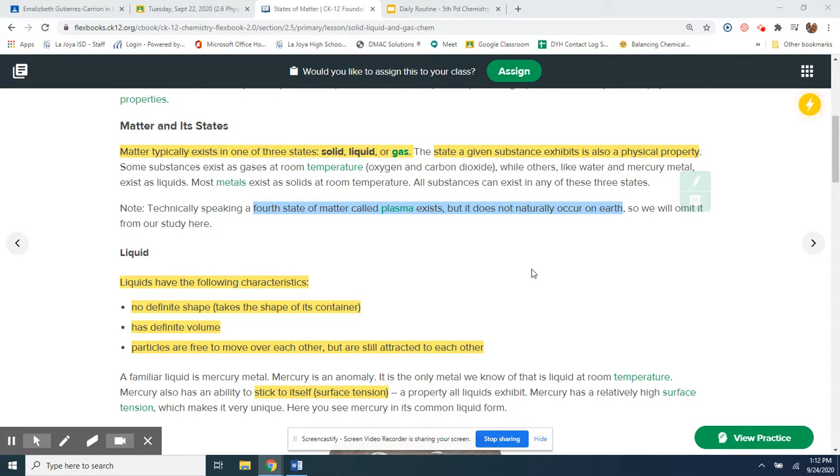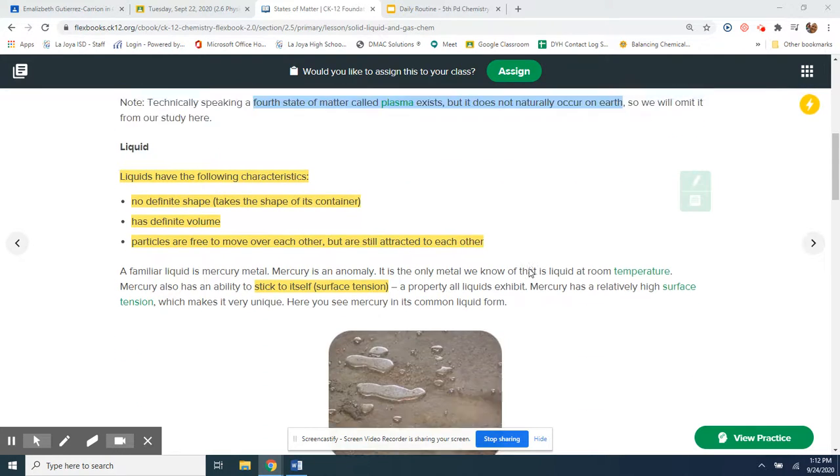There is a fourth state of matter, and I've highlighted it here in blue. It's called plasma, but we're not really going to study it because it doesn't naturally occur on Earth. There is a fourth state, and it's usually man-made.